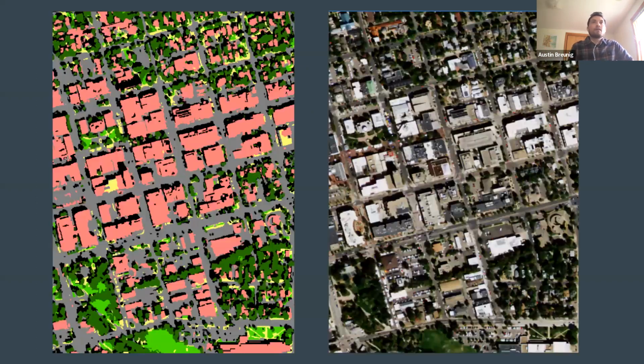Before we go on, here's an example of what that initial land cover classification looks like. We've got structures in pink, pavement in gray, dark green is trees, light green is grass, and bare earth is that yellow. Shadows are in black. In a side-by-side comparison, it did pretty well.